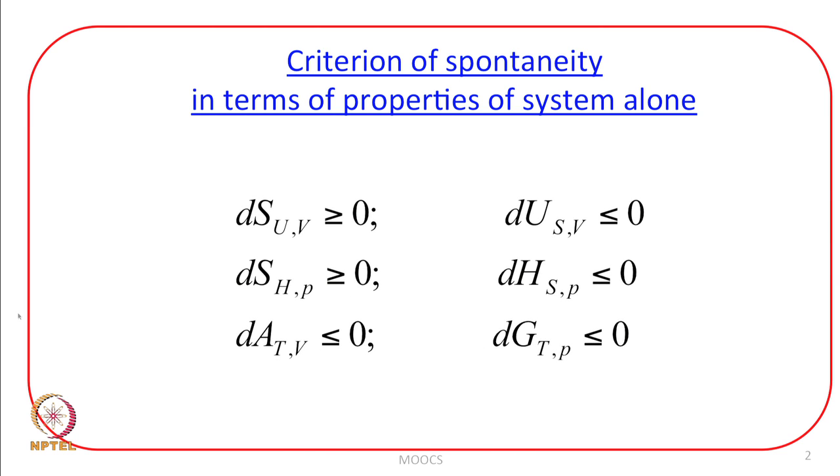Let us take a look at this slide. These are the 6 criteria of spontaneity that we have discussed in terms of properties of system alone, and each individual criteria of spontaneity obeys the second law of thermodynamics. Today we will pick up this dA at constant temperature and volume should be less than or equal to 0 as one of the criteria of spontaneity.